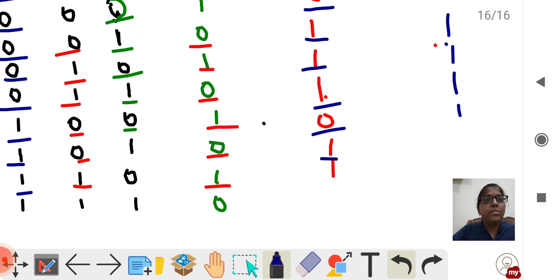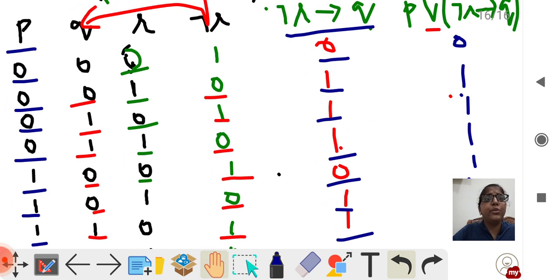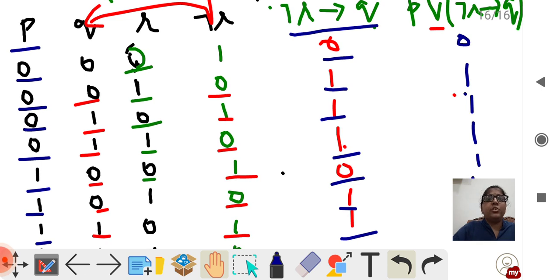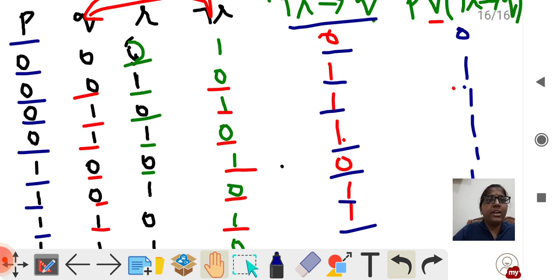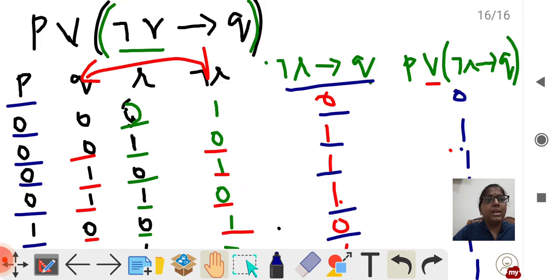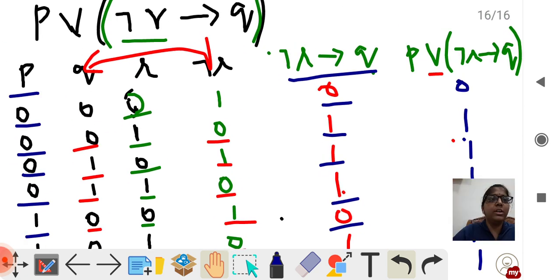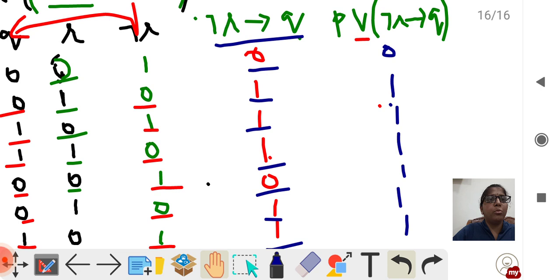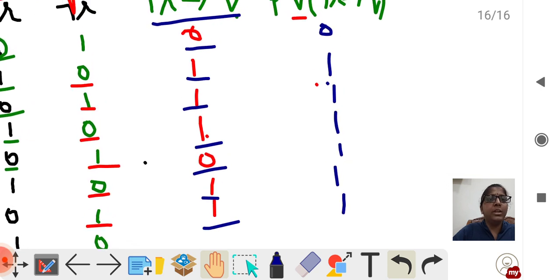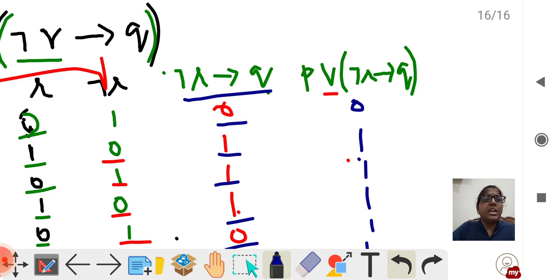Here also 1 and 1 is 1. Here also 1 and 1 is 1. So if at least one of them is true, then you can write it as true. So here all these values are 1 1 1. Here we are having all the values as 1. Here only in the first one we are having 0 0 0. If both are 0, it is 0. So how many 0s will you get? Only one 0 followed by seven 1s. So this is the final value you have to find for P ∨ (¬R → Q).